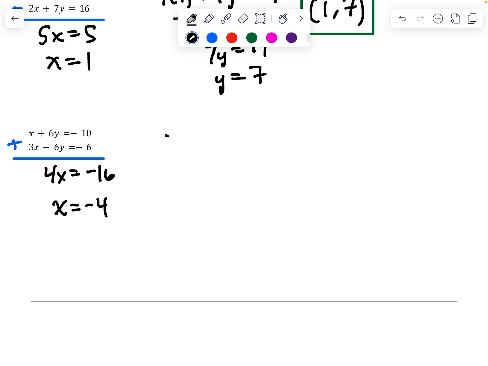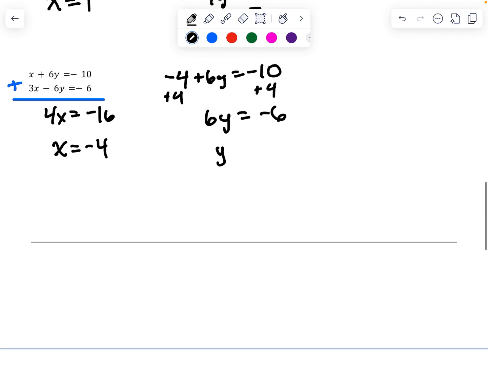So I'm going to plug it into the top equation. Be careful of your negatives. Here I'm going to add 4 to both sides. 6y is negative 6. Divide by 6 and y is negative 1. Solution, negative 4, negative 1.